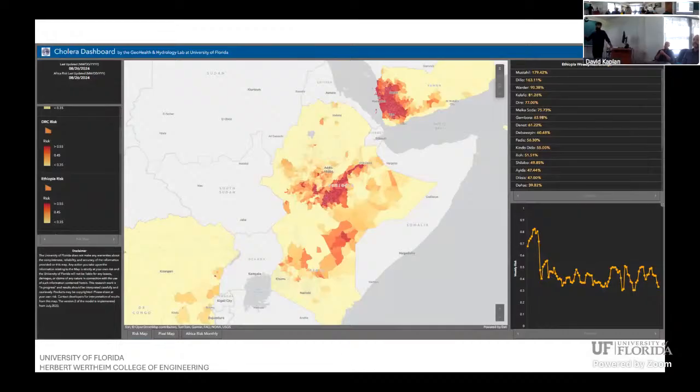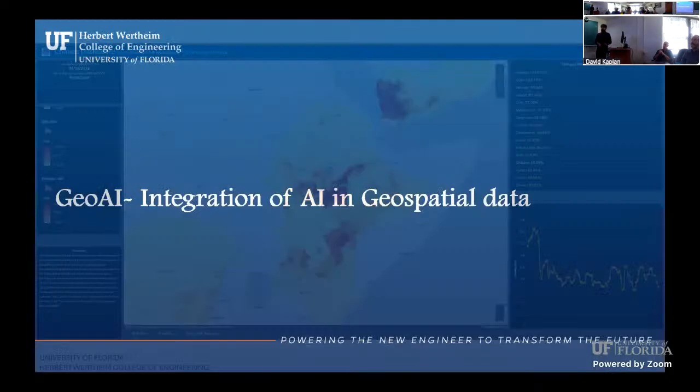That is about Ethiopia, Kenya, and the Republic of Congo, and also shows Yemen. It shows the weekly risk change. It shows what its pattern is as well, the time series, how the risk is varying.